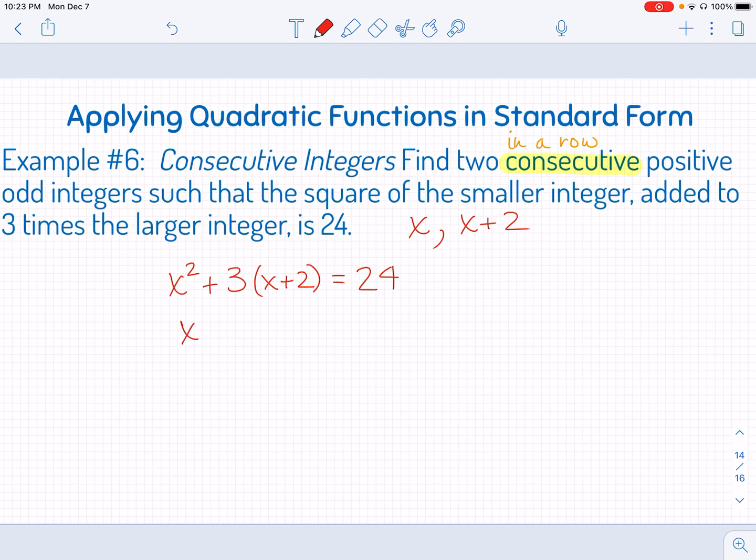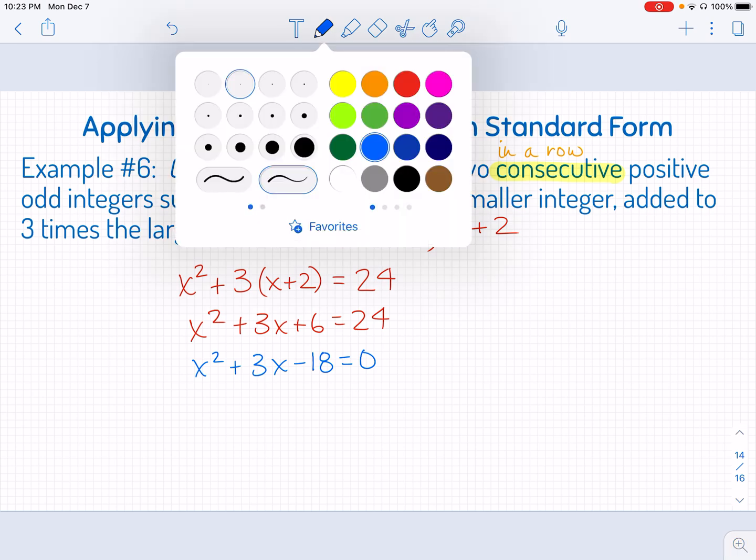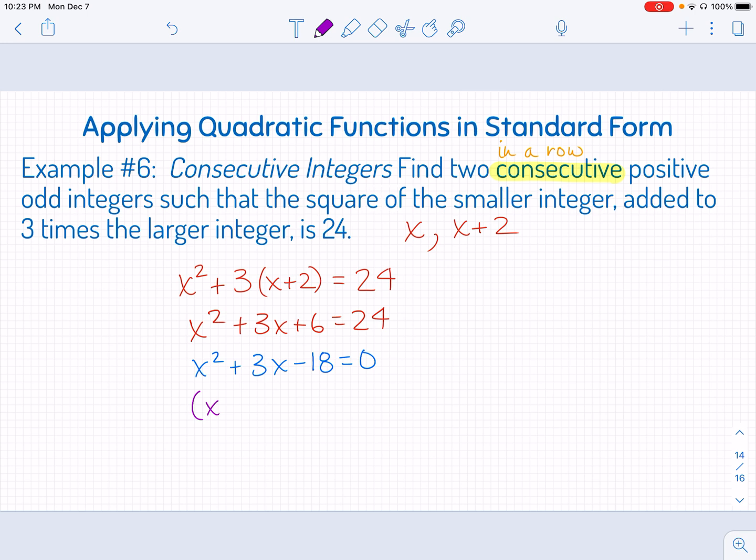So x squared plus 3x plus 6 equals 24. Now when I move that 24 over, I get x squared plus 3x minus 18 equals 0, because 6 minus 24 is negative 18. And then I'm looking for factors of negative 18 that add to equal 3. So x plus 6 and x minus 3.